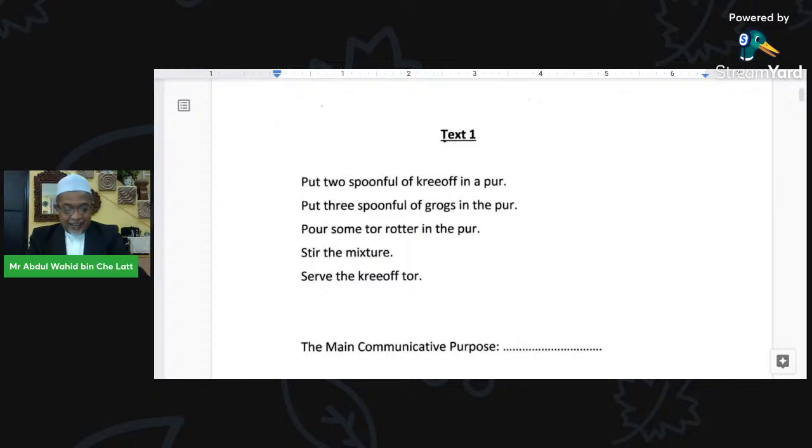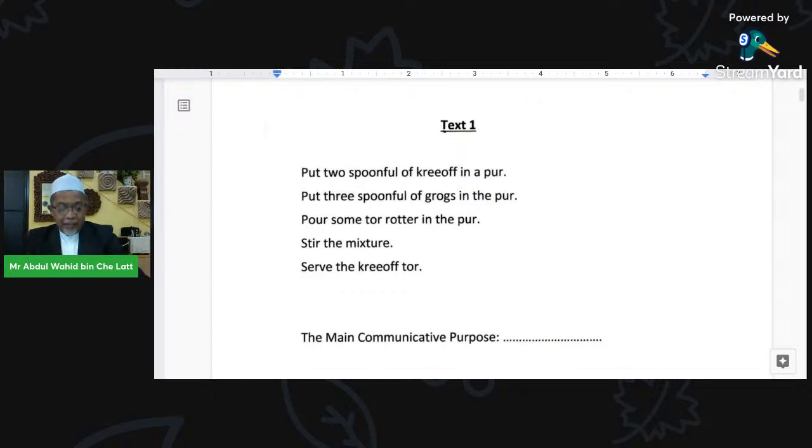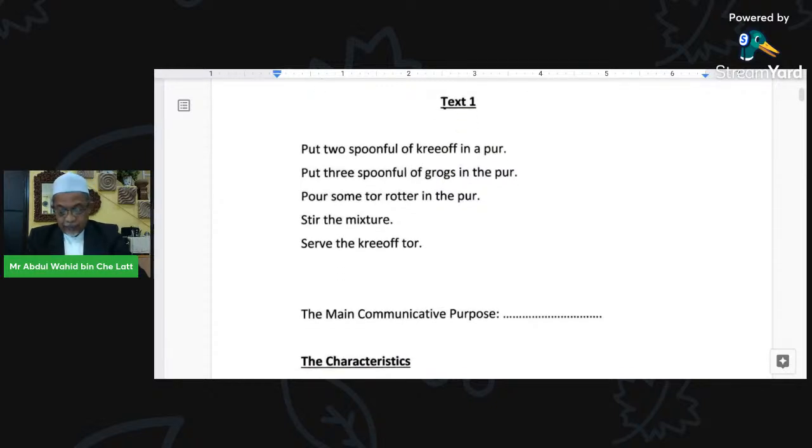Well, this text does not really bring a meaningful message to the reader because of the occurrence of several nonsensical words like krill, groks, and etc. But in general, we know that the text is an instruction. Okay, how do we know that the whole text is an instruction?